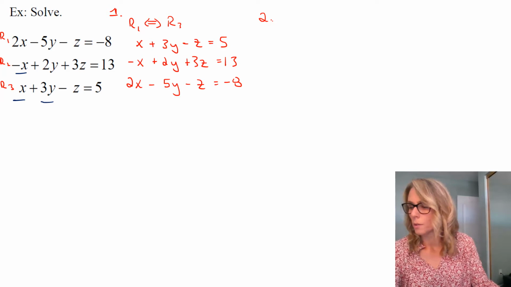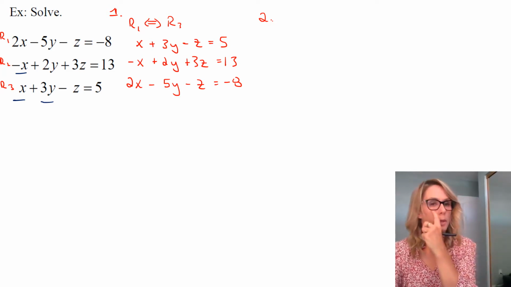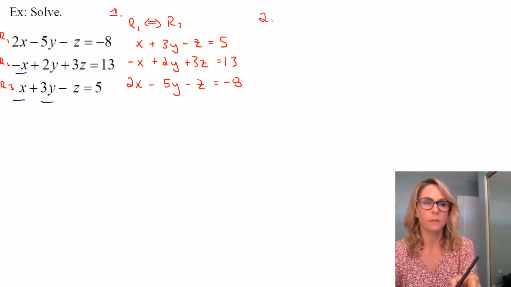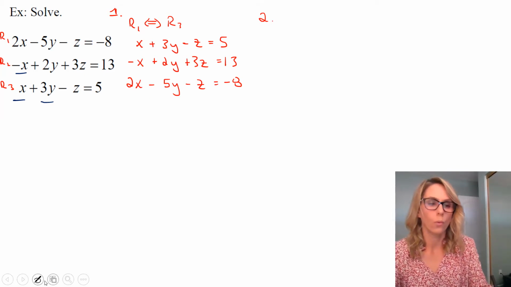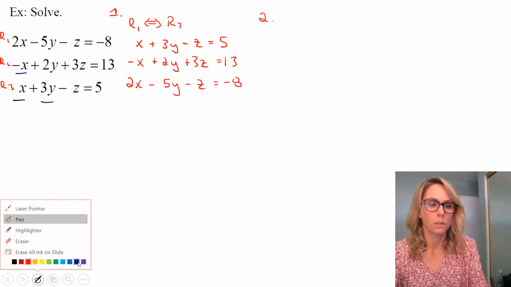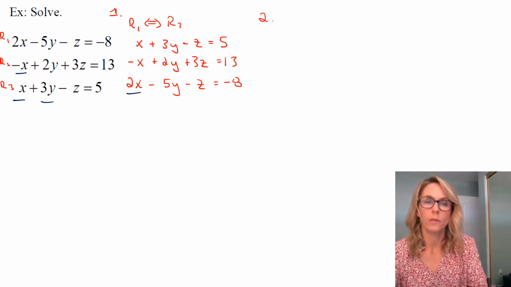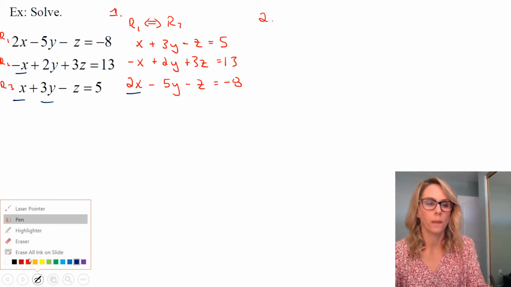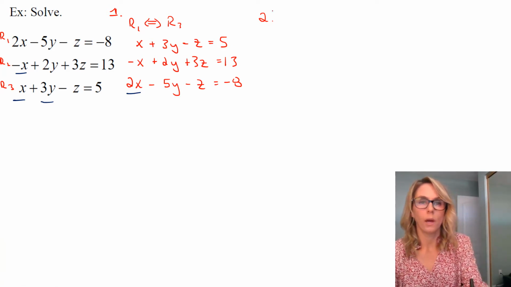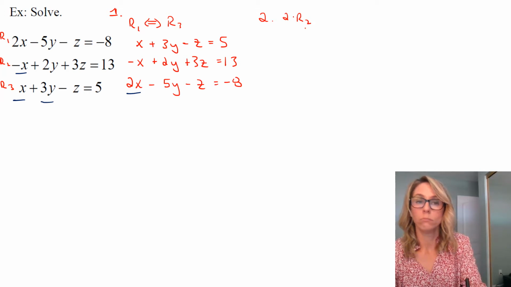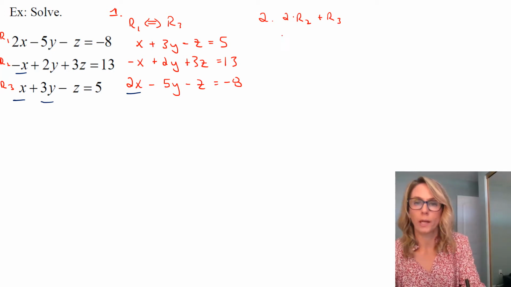Now, the second thing I'm going to do, what is it? Let's see. So if I want to get rid of the x, now I have a 2x. So what I'm going to do now, I'm going to rid myself of this 2x right here, and a couple different ways to do that. But what I will do is I will take 2 times row 2. Okay, so 2 times row 2, and then I'll add to that row 3.